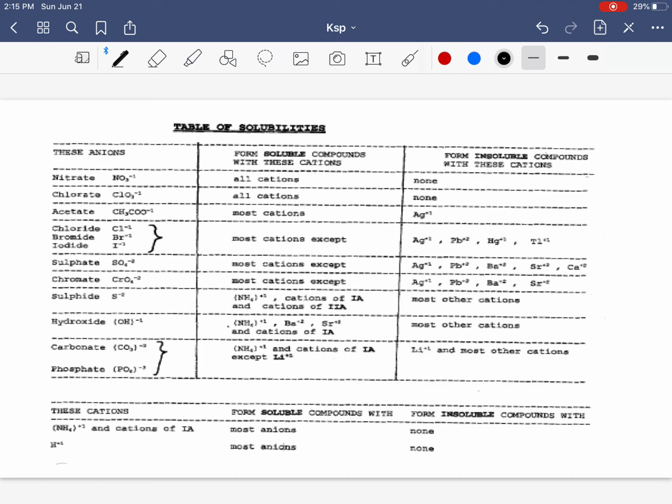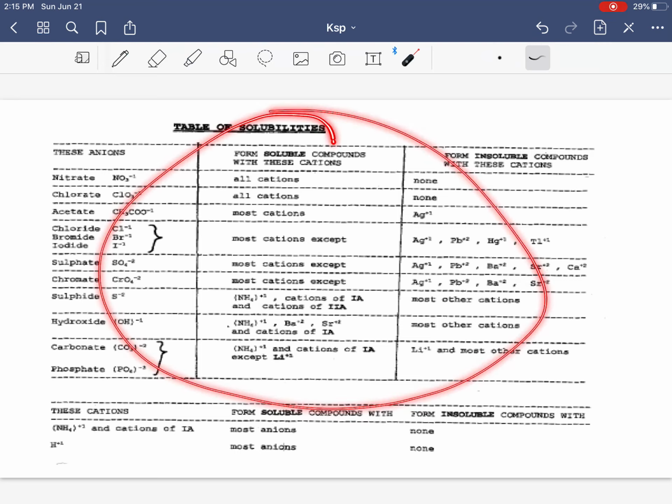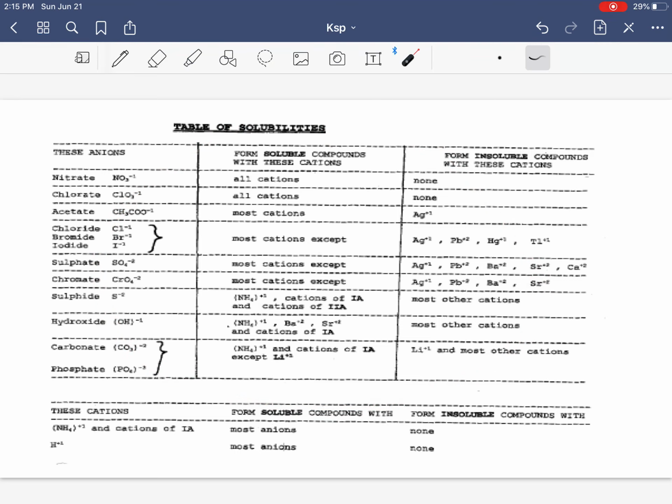Yes, you know how to use the solubility table. If I were to give you a compound like lead nitrate, you will note that all nitrates form soluble compounds with everything and insoluble with nothing. Oh, okay. Lead nitrate is definitely soluble, right? Remember all of you were able to do that, knowing how to use the solubility table?